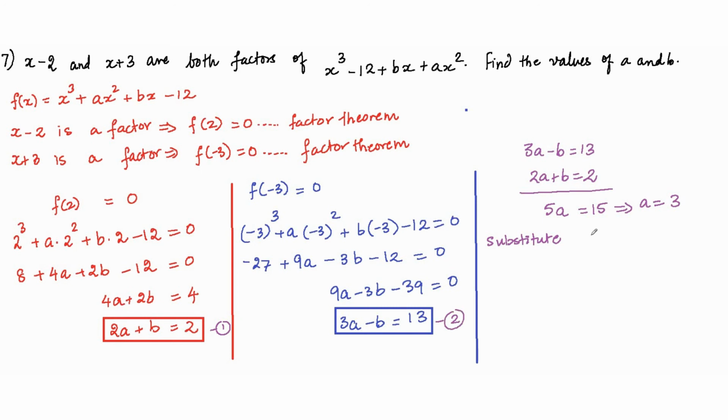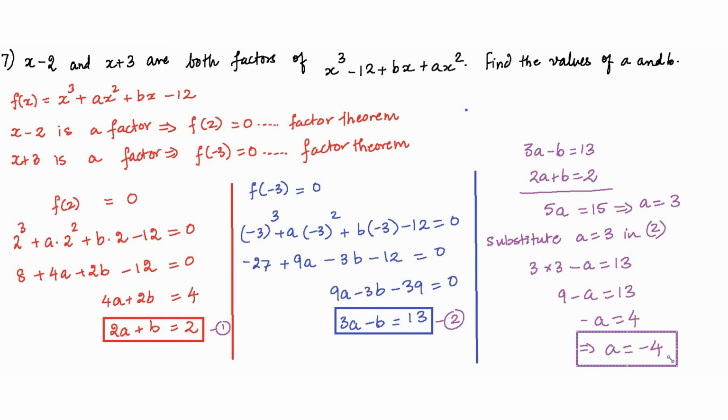So substitute a equal to 3 in, say, the second equation. What I get is 3 multiplied by 3, we are substituting a as 3, so 3 multiplied by 3 minus b is equal to 13, which means 9 minus b is equal to 13, which means negative b is 4, and this implies b is equal to negative 4. So the values of a and b are therefore obtained.